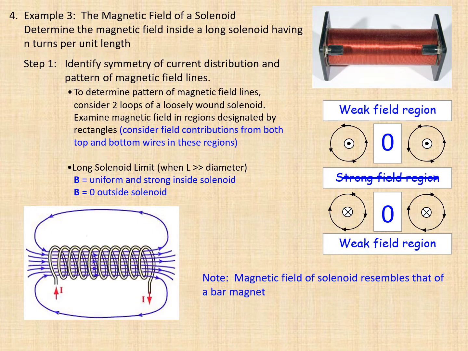It's interesting to note that the magnetic field of a solenoid really resembles that of a bar magnet. When we look at the magnetic field lines, that magnetic field configuration is very, very similar to that of a bar magnet.